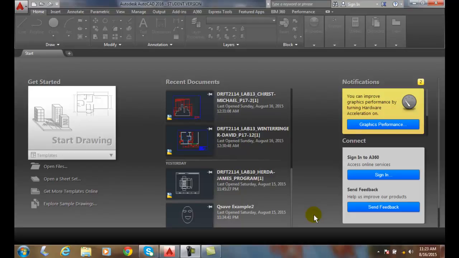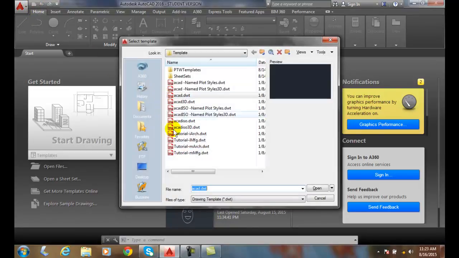Drawing units. The first thing we do when we start a drawing is we're going to go up and use a QNew command. We're going to start a new drawing. And it's going to bring up select a template. We're going to use the AutoCAD.dwt drawing. This is really the imperial drawing. US imperial are feet and inches. And I'll say open.